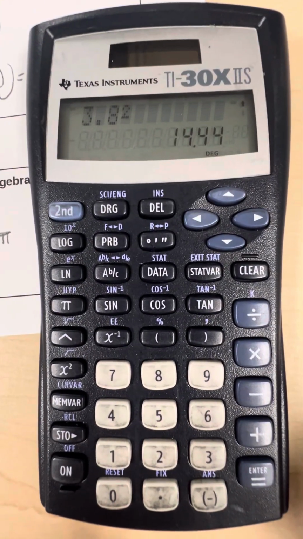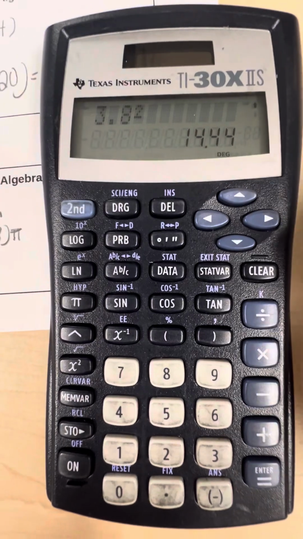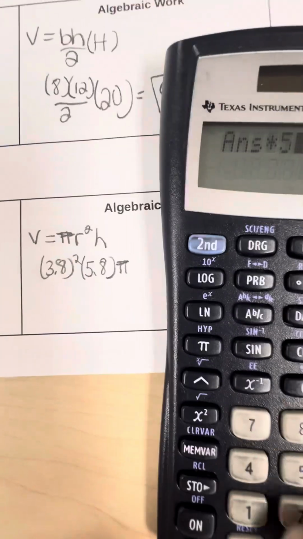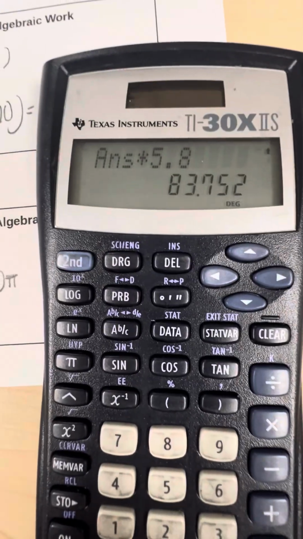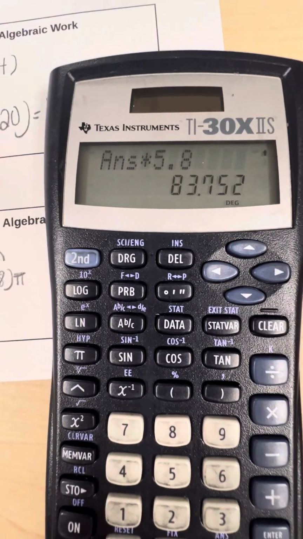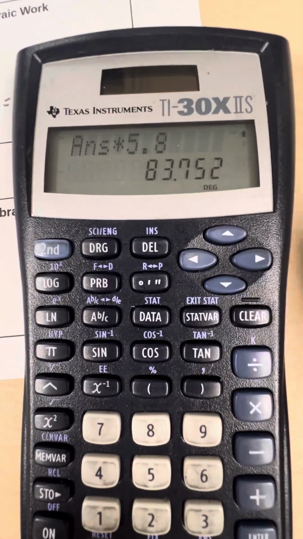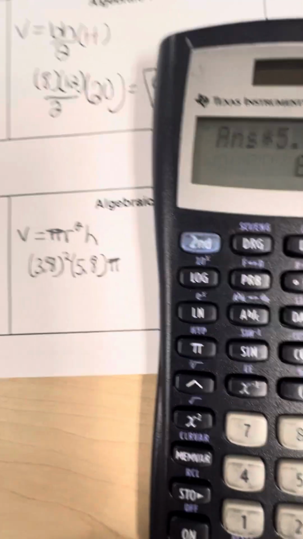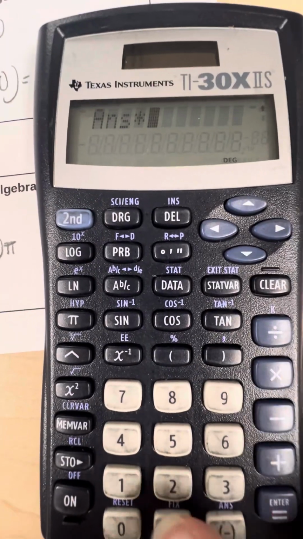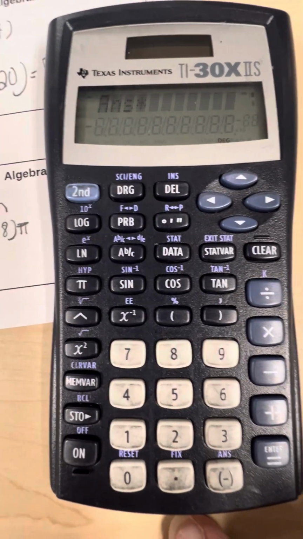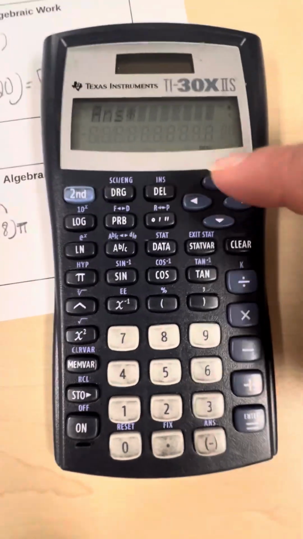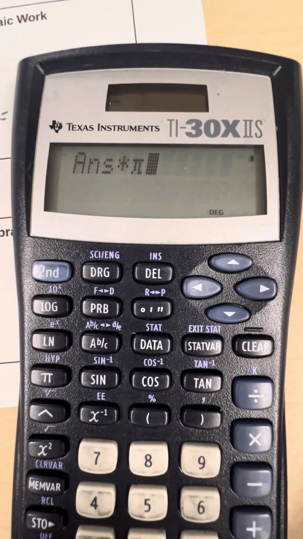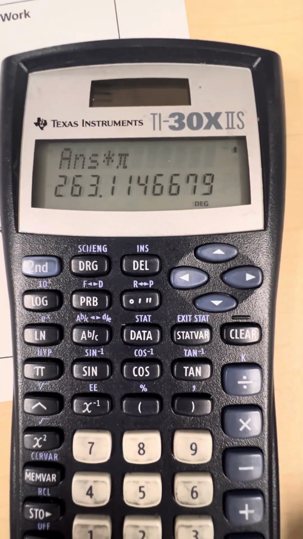I hit the equal sign. Now I have some decimals. Keep those decimals where they are. Now I'm going to multiply it by the 5.8. I'm going to hit that equals again. This is just me being crazy, but I always make sure I do that. And then I've got this decimal, and then I'm going to now hit times the pi button. So times, and on this calculator, this is kind of a gross looking calculator, but there's a pi button right here. You're going to hit that, and then you hit the equal sign, and you get this nice long decimal.